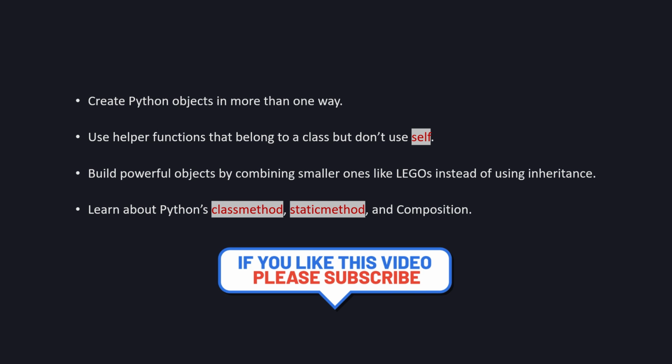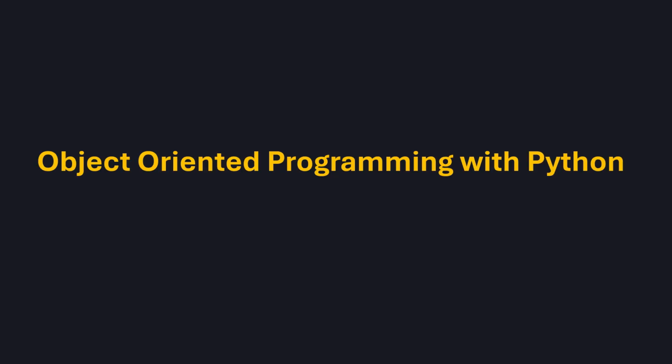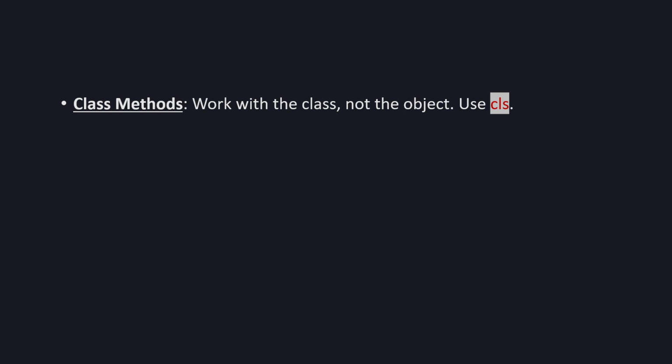If that sounds interesting, you're in the right place, because by the end of this video, you will know the secrets to Python's class method, static method, and the super useful idea of composition. These tools will seriously improve how you write code. This is episode 4 of our object-oriented programming in Python series, and in this episode, we are going beyond basic classes. We will explore two types of methods and learn how to build complex objects from simpler ones. Alright, first up, class methods.